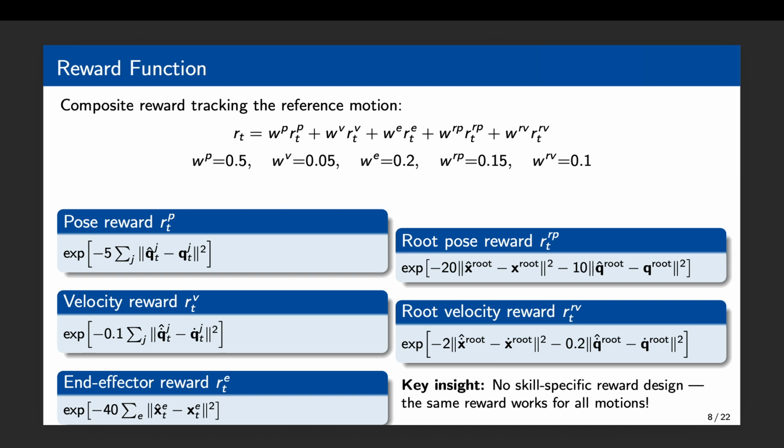The key insight I want to emphasize here is that this reward function is completely general. You do not write a new reward for each skill. You just provide a different reference motion, and the same reward structure automatically encourages the robot to learn that new behavior. This is what makes the framework scalable to a more diverse set of skills.